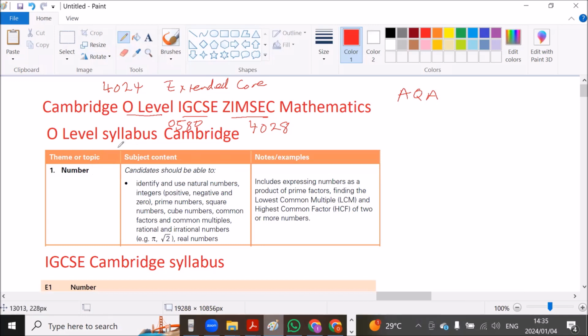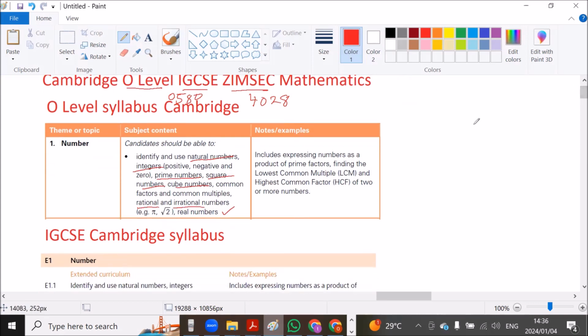This is for O-Level Cambridge syllabus. The topic number. Candidates are required to identify and use natural numbers, integers, prime numbers, square numbers, cube numbers, common factors. That is the next chapter we are going to look at. Today we are just going to look at the types of numbers. We're also going to look at rational and irrational numbers, what they are. So these are the types of numbers we have under the bracket of real numbers. So that's what we are going to look at.